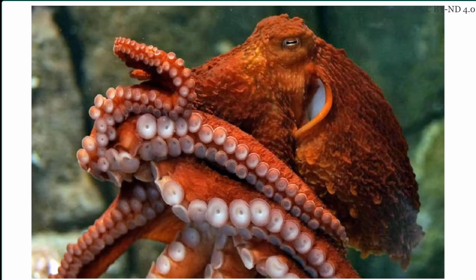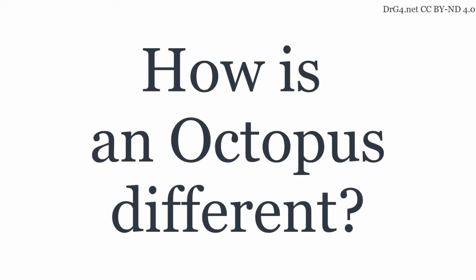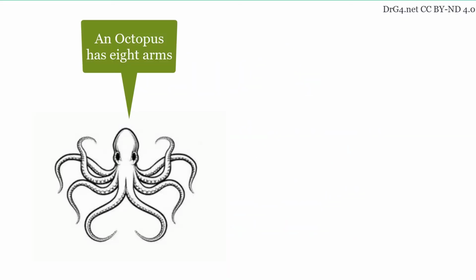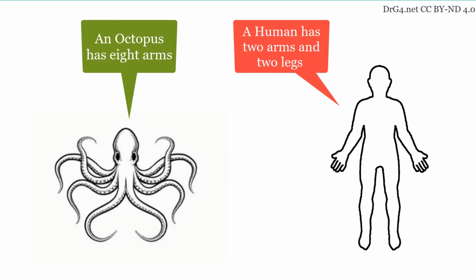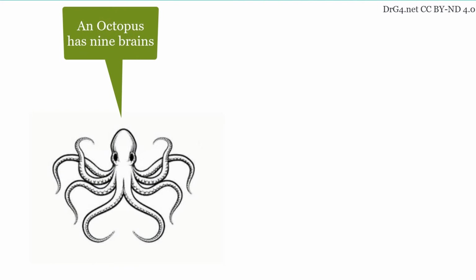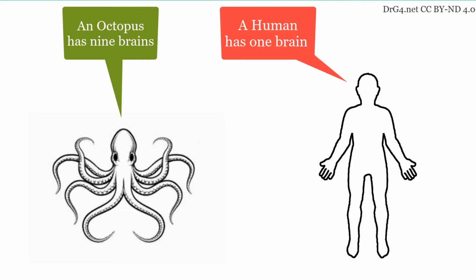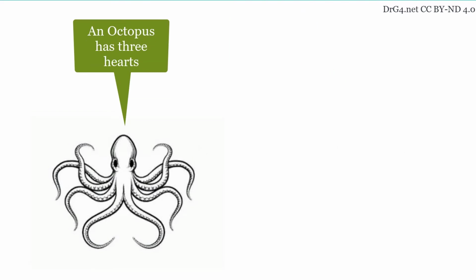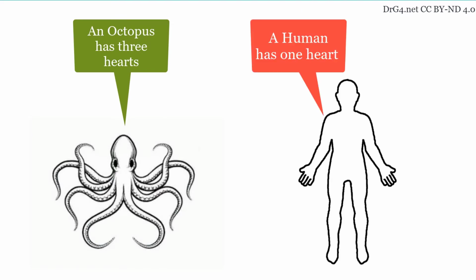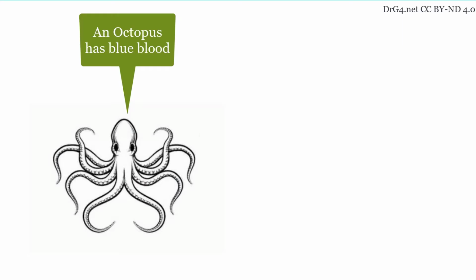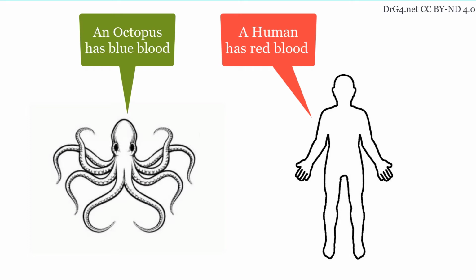The most alien-like animal on Earth is probably an octopus. How is an octopus different? An octopus has 8 arms. A human has only 2 arms and 2 legs. An octopus has 9 brains. A human has only 1. An octopus has 3 hearts. A human has only 1. An octopus has blue blood. A human has red blood.